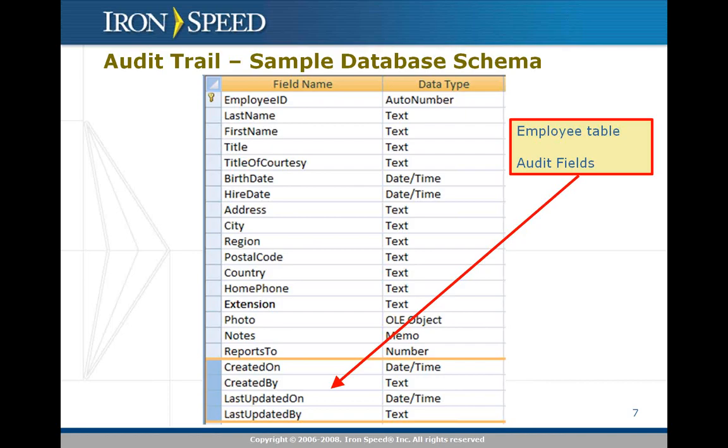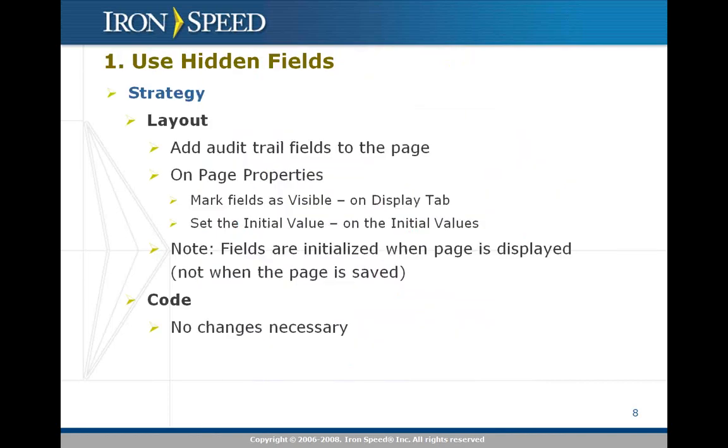And in this particular case, we have all of the employee information like last name, first name, and so on. But in addition to that, we have added 4 additional fields. These are called the audit fields. They are created on, created by, last updated on, and last updated by. This is a Microsoft Access example in this particular case, and these 4 fields have been added to the employee database. So let's go through and talk about the first code customization, which is how to use the hidden fields.